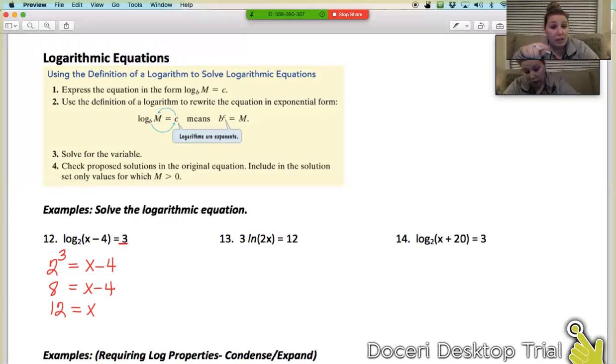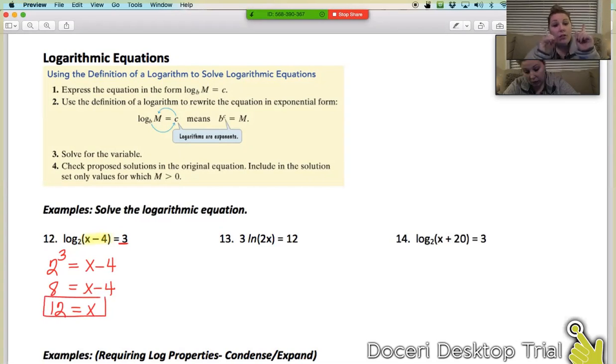Now, if you look back up at the yellow box, the last step there, step 4, says that we need to check our solution in the original equation, because with logs, since there's restrictions on the domain, we have that potential for extraneous solutions again, unfortunately. So remember that with a logarithm, whatever you're taking the log of must be positive. So if I put 12 back in, I really only need to look here. If I do 12 minus 4, I get 8. That's positive, so we're good. And so 12 is the answer. That's it.